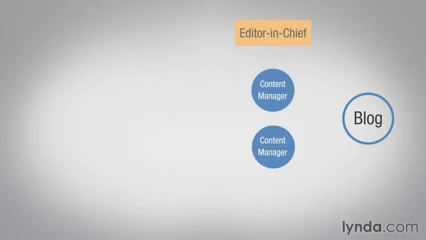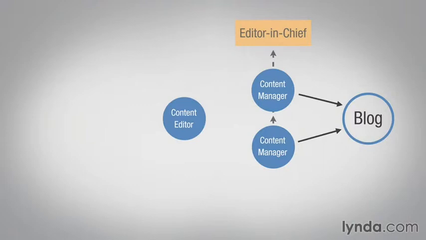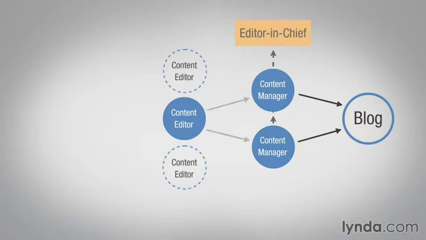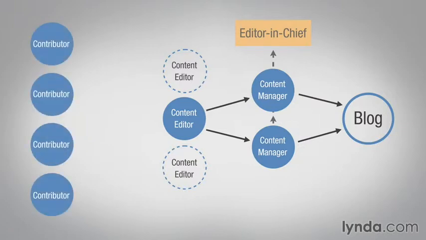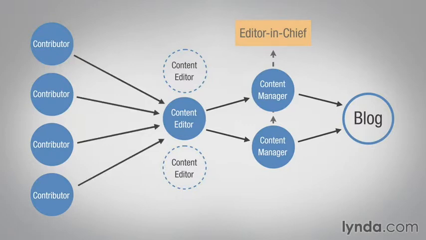The second tier is the content manager, responsible for finding and commissioning content for all of or a subgroup of topics. The content manager would answer to the editor-in-chief and serve as a filter for her. The third tier is the content editor, responsible for receiving and editing content before it reaches the content manager. The fourth tier is the contributor. This is a tier in which the content itself is produced before being sent to the content editor.